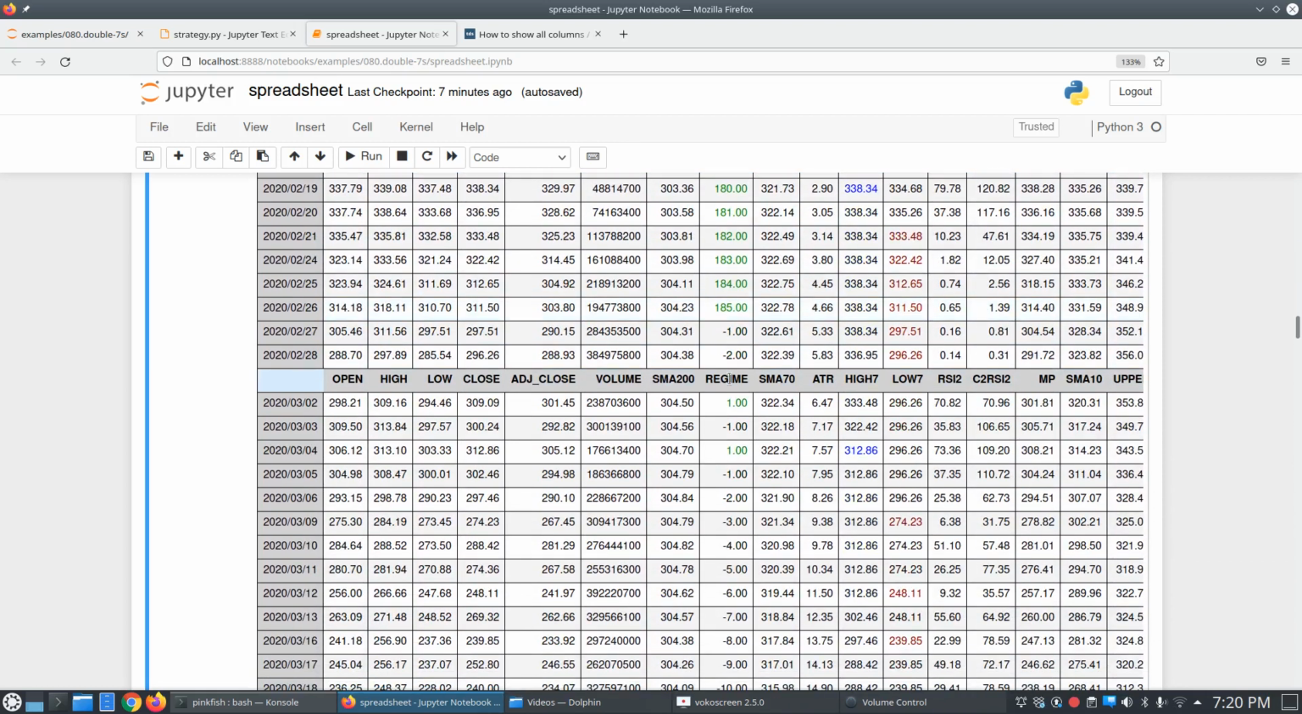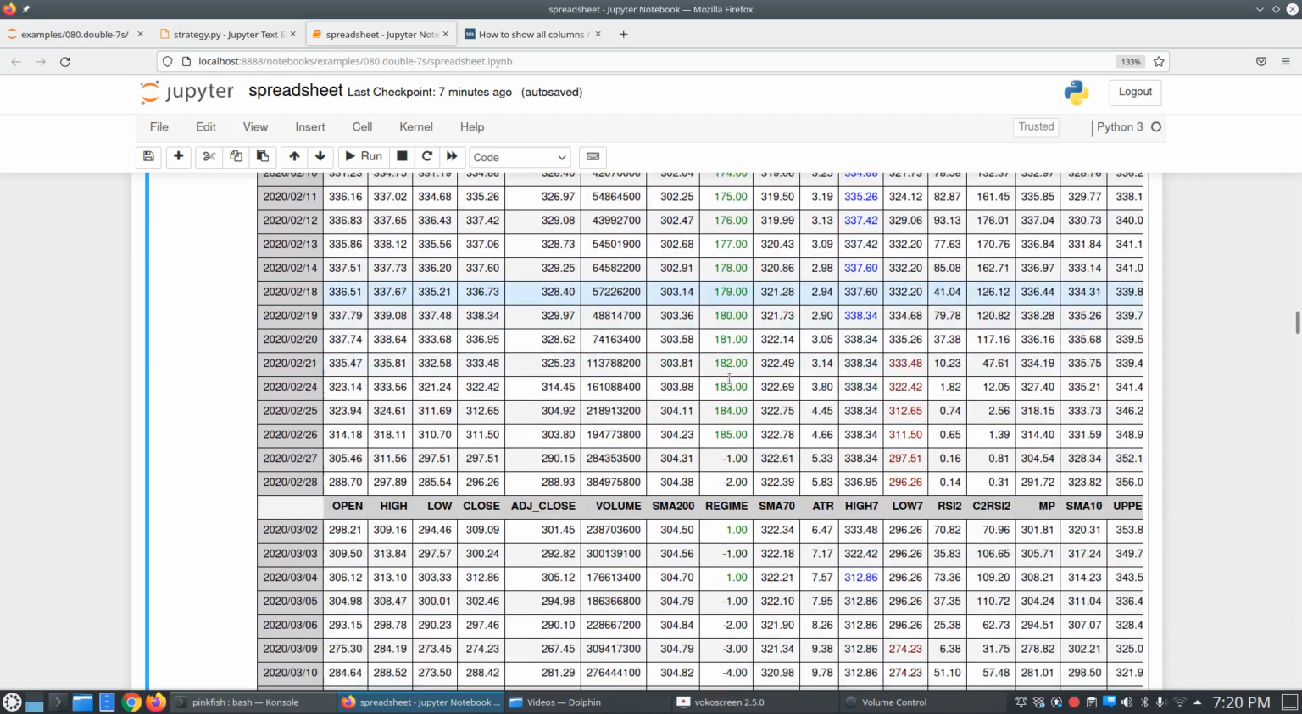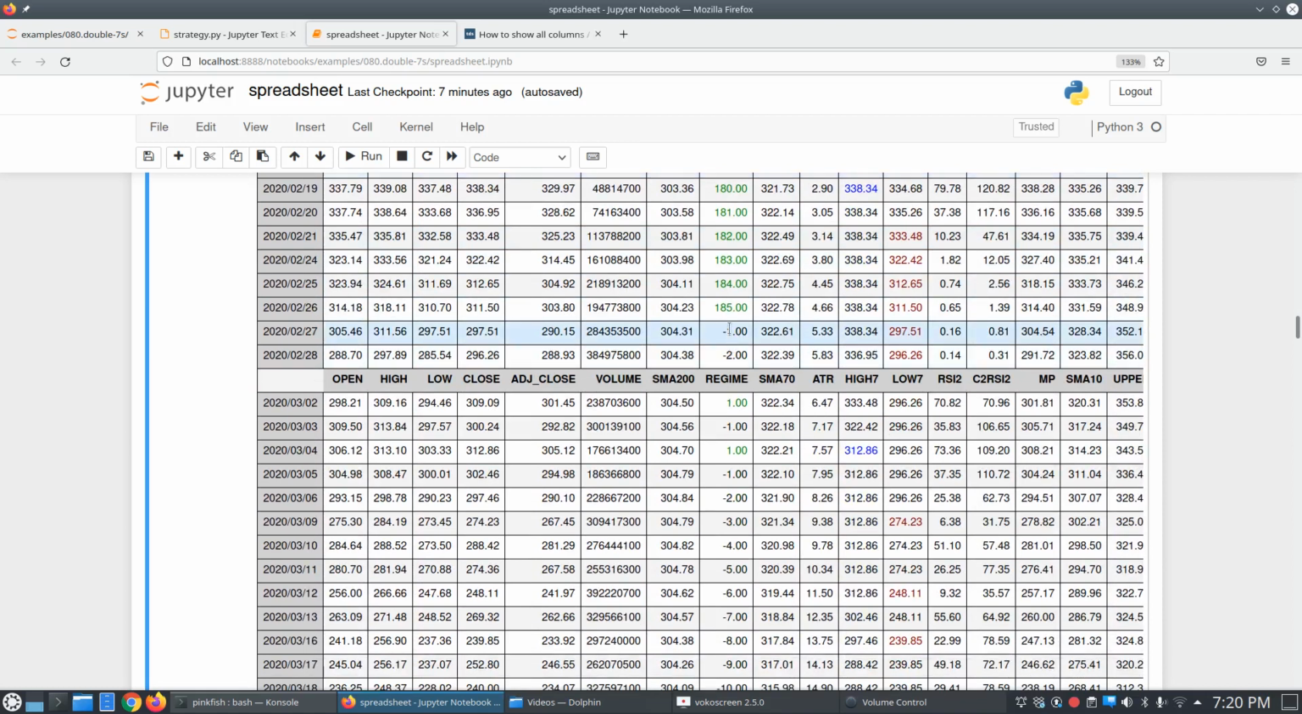Okay. If we don't have green, then we're not allowed to buy. We're still allowed to sell, but we're not allowed to buy. At the same time, we don't immediately get out of the trade if we're not green anymore. We stay in the trade until we hit a 7-day high. So let's see how this works out in practice.